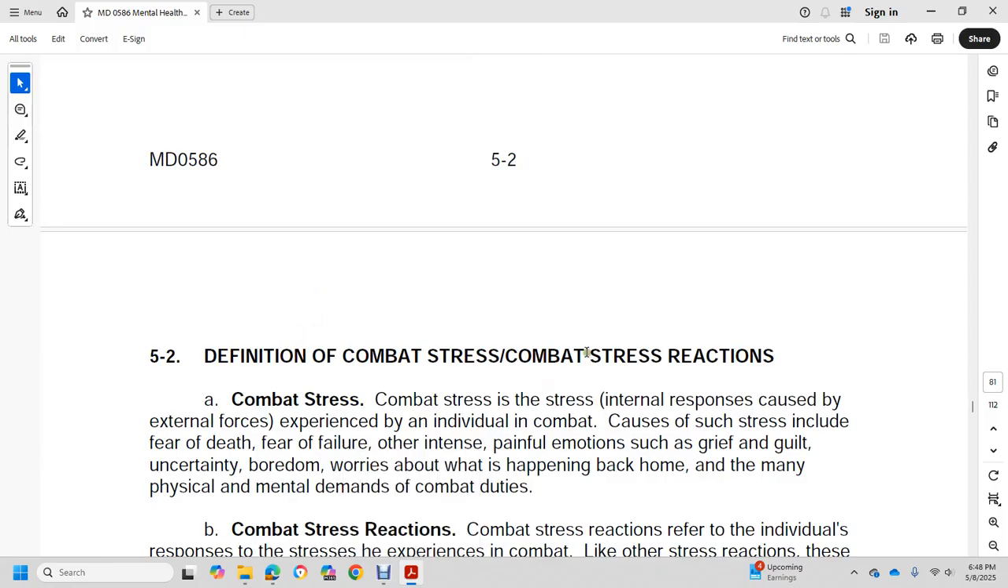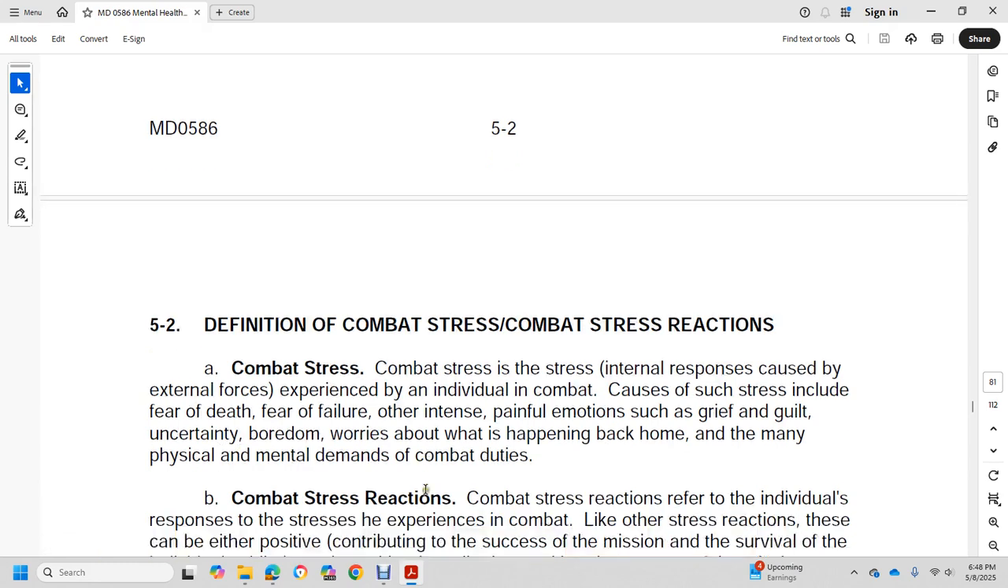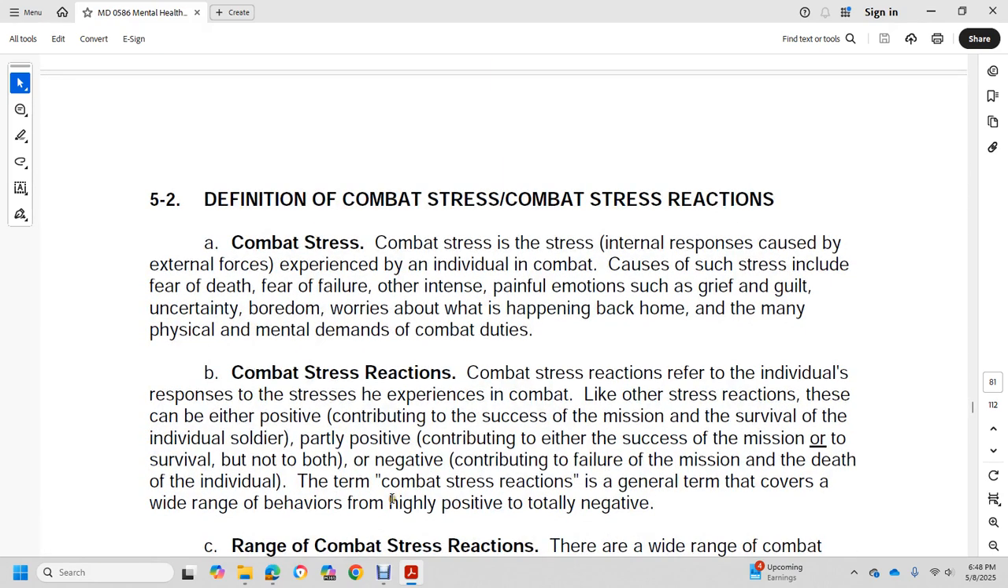5.2 Definition: combat stress reactions. Combat stress is the internal response caused by external forces experienced by the individual in combat. Causes of such stress include fear of death, fear of failure, other intense and painful emotions, grief and guilt, uncertainty, boredom, worry about what is happening back home, and the many physical and mental demands of command duties.